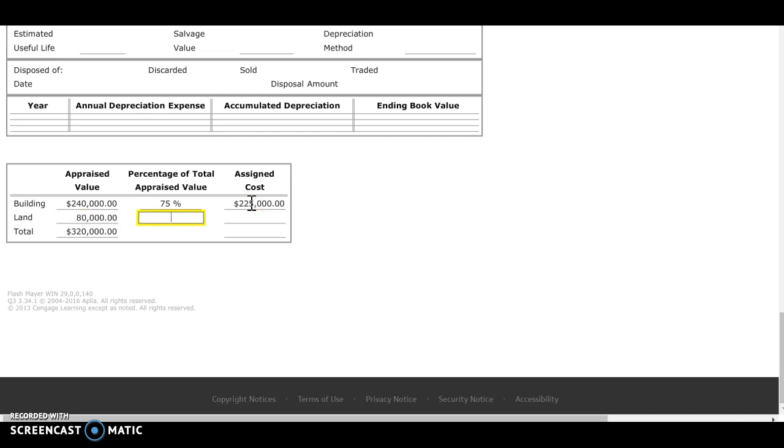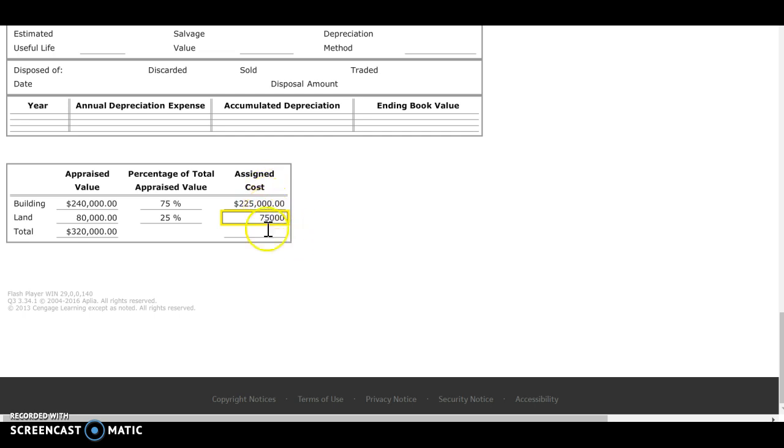Okay, next we're going to find a percentage for land. So we're going to take that 80,000, the appraised value, divided by the appraised total, 320,000. So that gives us 25%. So that means 25% of our value of what we paid will go to land. So we'll take 25% times what we paid, 300,000. So 75,000 will be assigned to land.